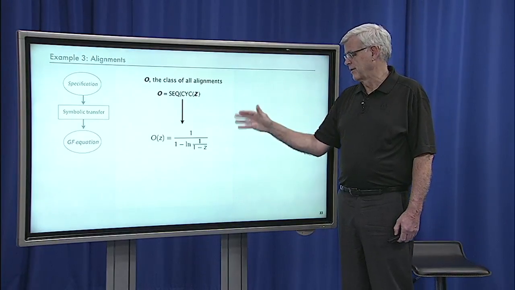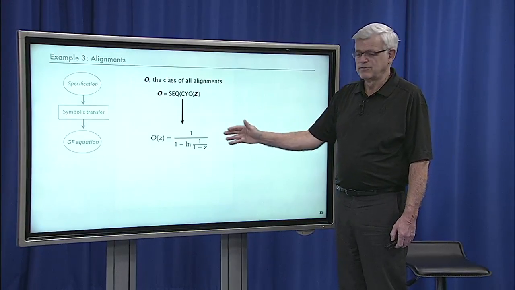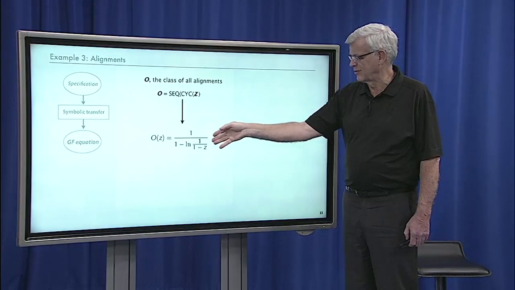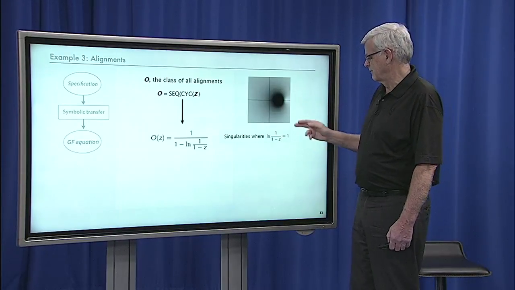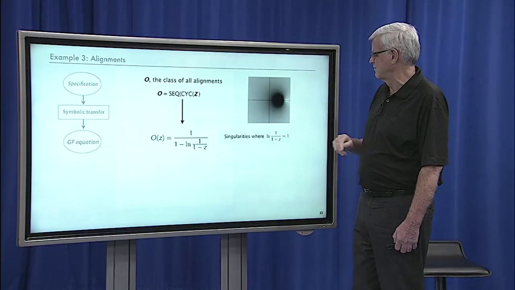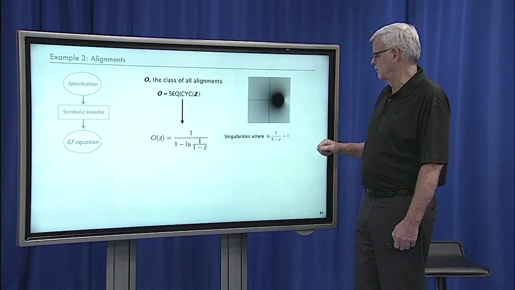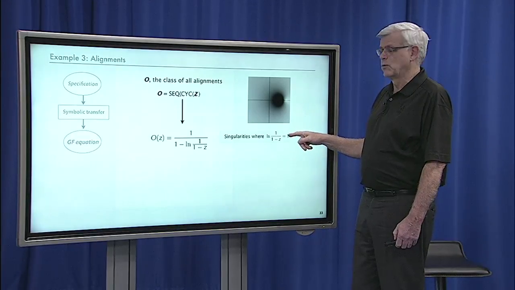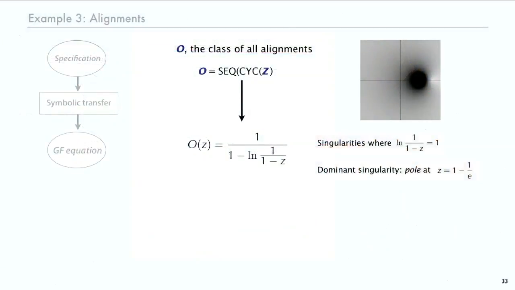That's a meromorphic function. It's a ratio of 2 analytic functions. And so it's when the denominator gets to be 0 that we care about. This one's got one giant singularity where log of 1 over 1 minus z equals 1. And that's exactly when z equals 1 minus 1 over e. You plug that in, then you get a check. That's the dominant singularity. And there's others out there.